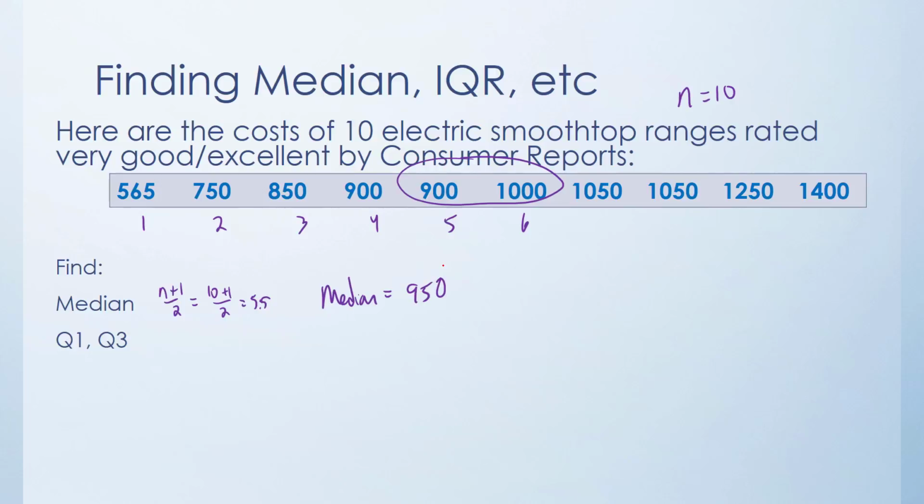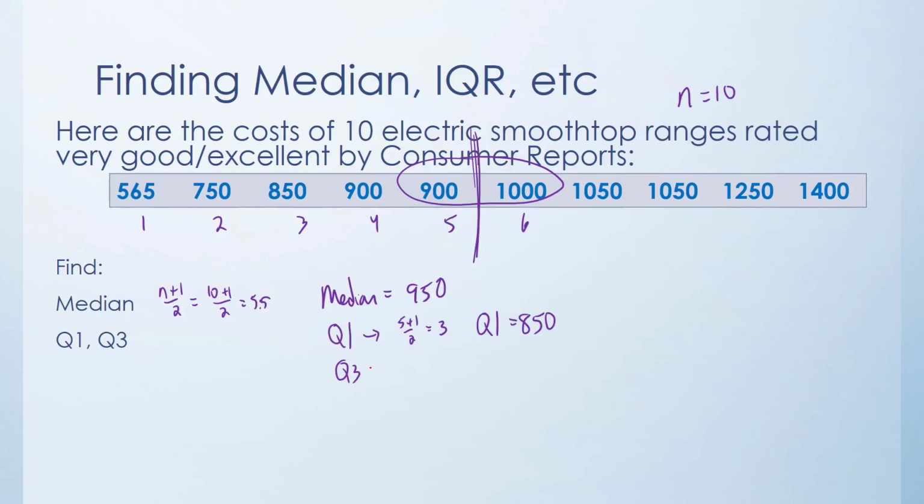Then we want to find our quartiles. So what about for Q1? We're looking at our bottom half of the data. Now here again, we don't have a median that's actually a data value, so I'm just going to cut it in half in between the 5th and the 6th data values, and we're going to look at the bottom 5 data values. So we're looking at position 5 plus 1 over 2, which is position 3. And so that means that our Q1 is 850 because it's in position 3.